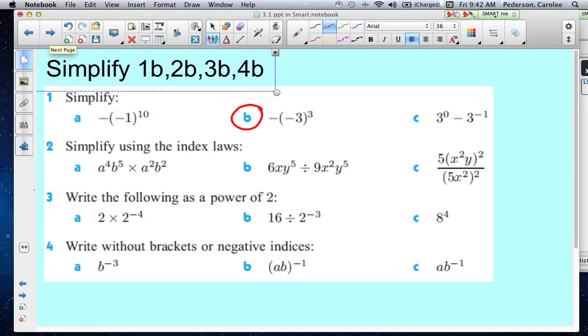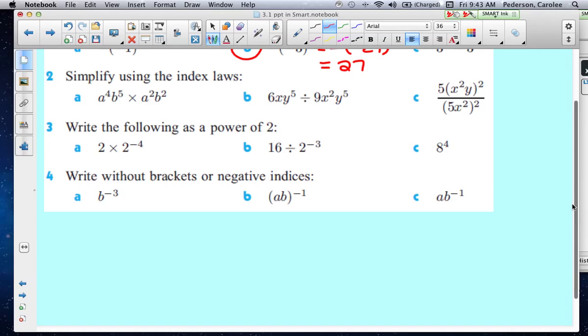So question B, what would you do first to reduce that exponential? What would be the first thing we do? Think about your PEMDAS rules. Cube what? Yep, cube -3. So I have -3 times -3 times -3, which is -27. And then what do we do? Just multiply the negative, yep. And you get positive 27.